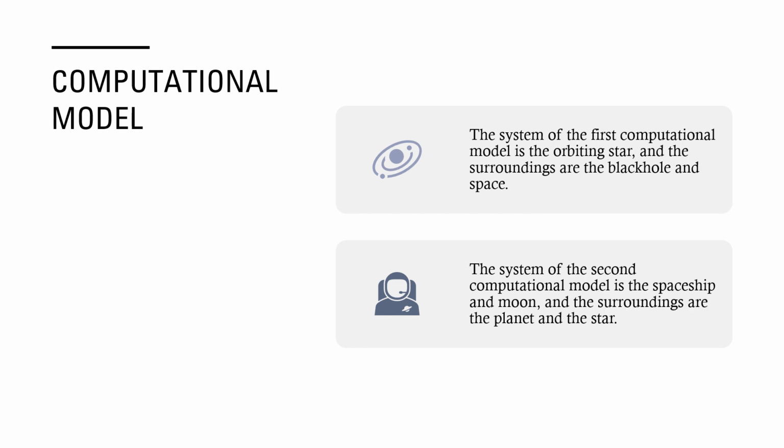So this is again just stating what we said before. The system of the first computational model is the orbiting star, and the surroundings are the black hole and the space. And then the system of the second computational model is the spaceship and the moon, and the surroundings are the planet and the star.